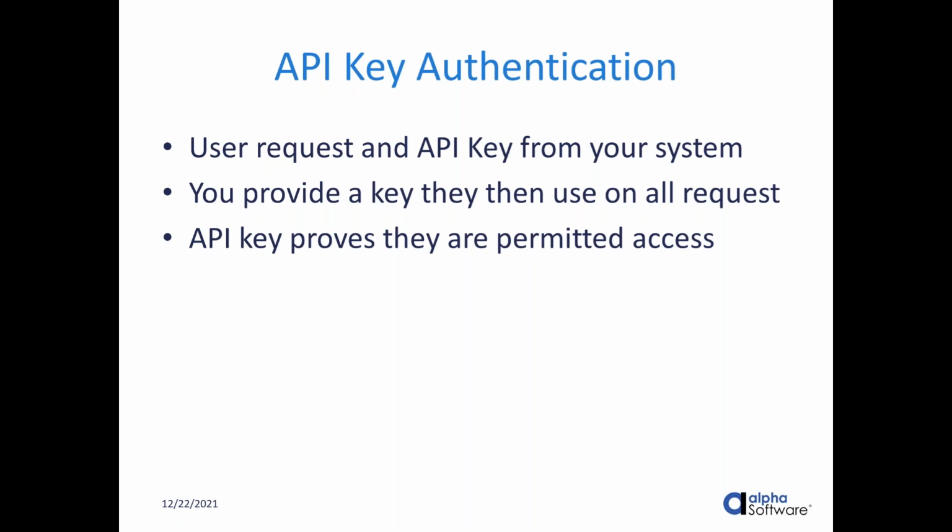So with API key authentication, the user is going to request something from your system. You need to provide that key back to them, which they then use on all the requests. And then using that API key, they prove that they are allowed to access your endpoints.